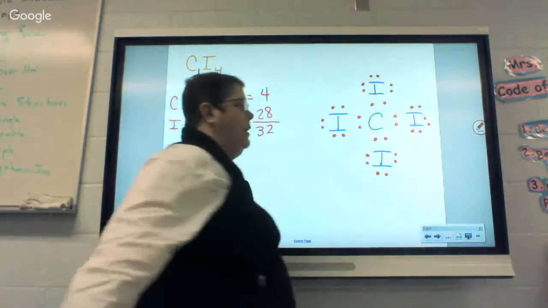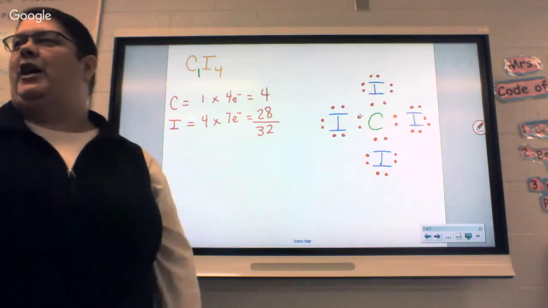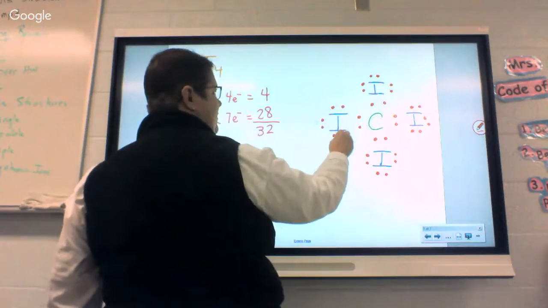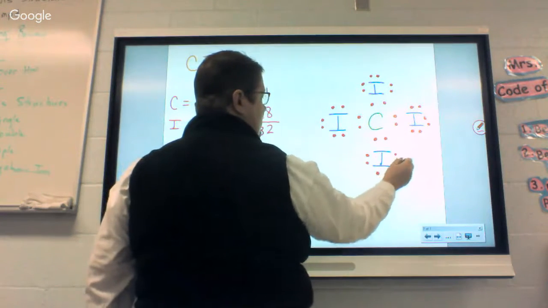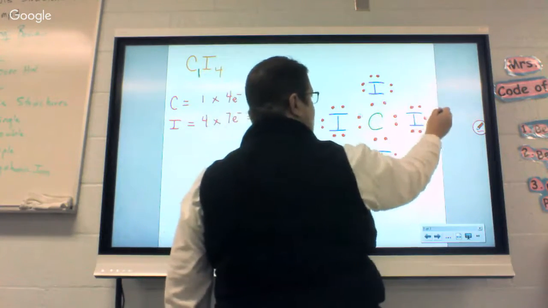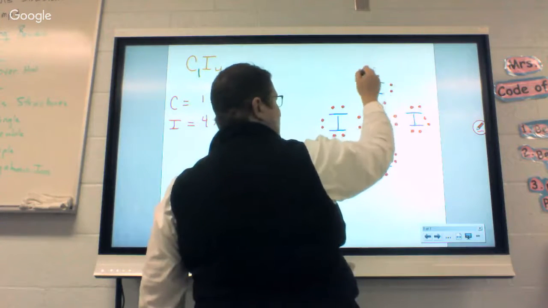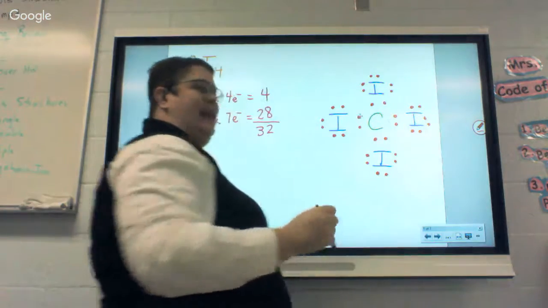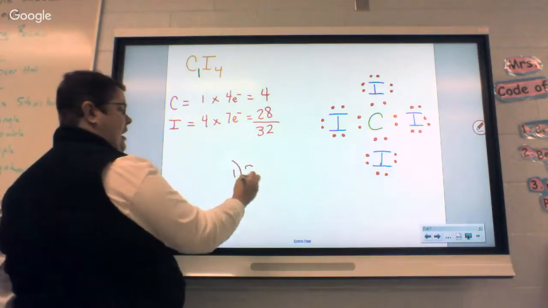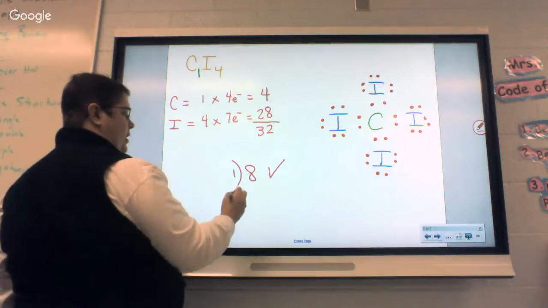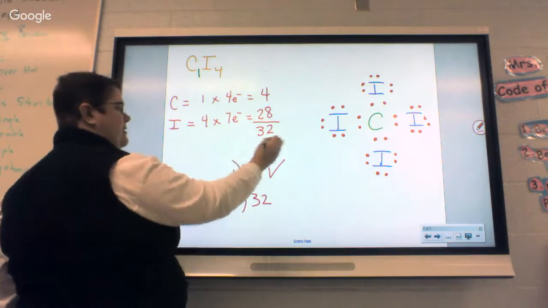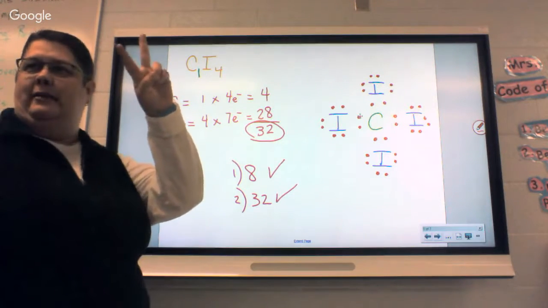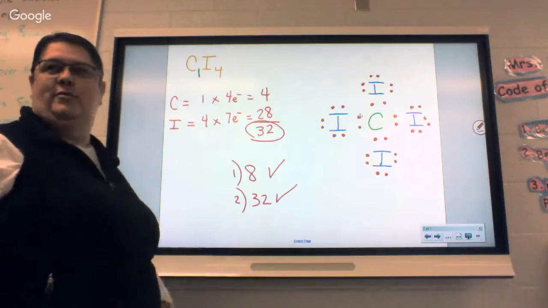Now, when I finish drawing those, check to see if everyone has 8. 2, 4, 6, 8. That is good. 2, 4, 6, 8. It's good. 2, 4, 6, 8. And lastly, my C. 2, 4, 6, 8. Everybody has 8, which is the first thing I need to check. Does everybody have 8? Yes. Number 2, did I use the 32 dots that I added up in step 1? Yes. Those are the 2 rules I have to meet. Everybody has 8, and I used my 32.